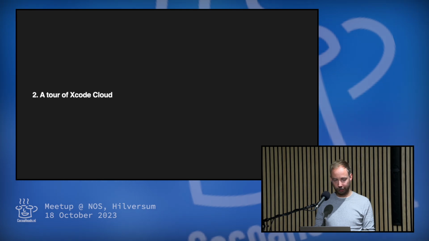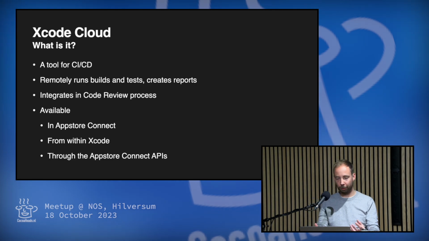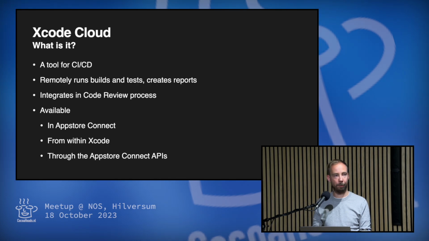I'm just going to start with the tour. So I'm going to talk about Xcode Cloud, and I'm not sure how many people are familiar with it. Maybe some hands. Yep, a few. Or another CI/CD solution. Yep, also some hands. Nice. So Xcode Cloud is a tool for CI/CD, continuous integration and continuous delivery, and it means that you can remotely build your apps, then integrate them into your pull request result, and that way you can easily and quickly make changes with certainty.